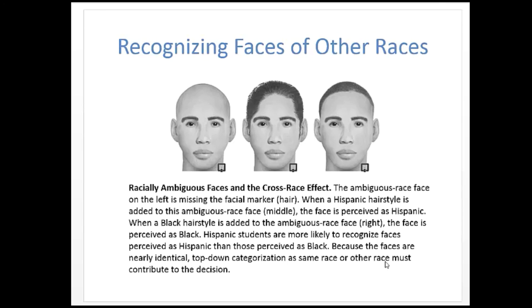Because the faces are identical except for the hair, top-down or theory-driven categorization as the person being either the same or some other race must contribute to the decision. So our expectation of the person as being of a particular race seems to influence our ability to recognize and remember that face.